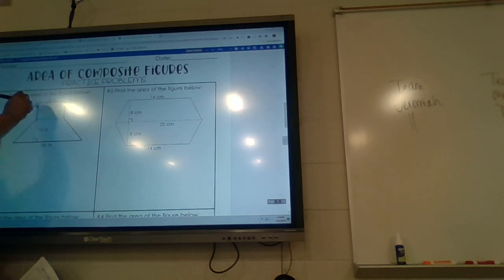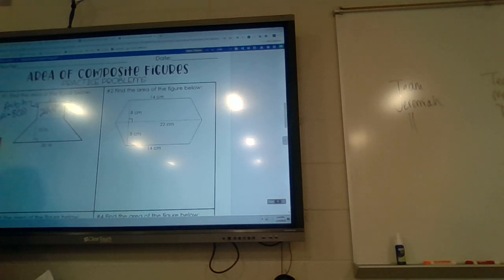Okay, so right here we're going to do base times height. And the base is how much? 8. And the height is 3 inches. So this is 8 times 3, which is 24 inches squared.